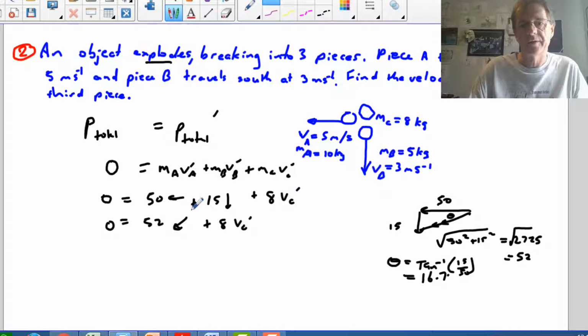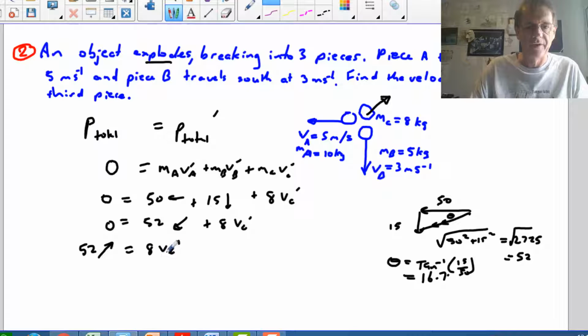So for this total vector afterwards, for the total momentum to be 0, we need this to be 0. The only way that can happen is if this 8 VC dash part goes in the opposite direction to this one, so that it cancels. When you rearrange it, if you put the 52 on the other side, it should be subtracting, so it's going to go in the opposite direction. And that's the way the VC dash is going to go.